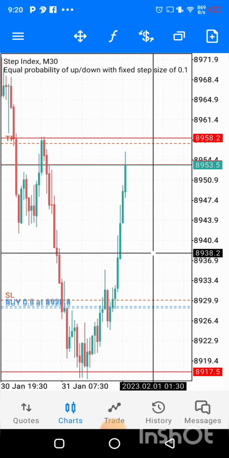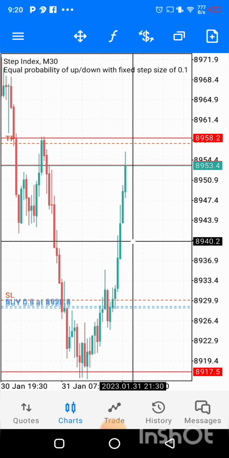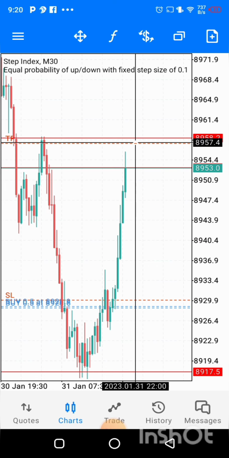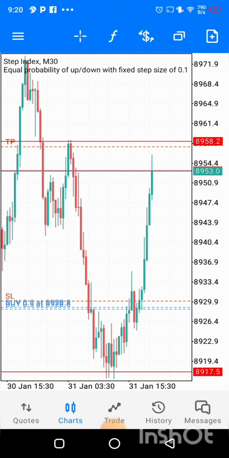So and we smashed our TP1 somewhere here. This was our TP1 somewhere here, and we are about to hit the TP2. Okay, so this is how we do. So now let me quickly show you guys why I took this trade.